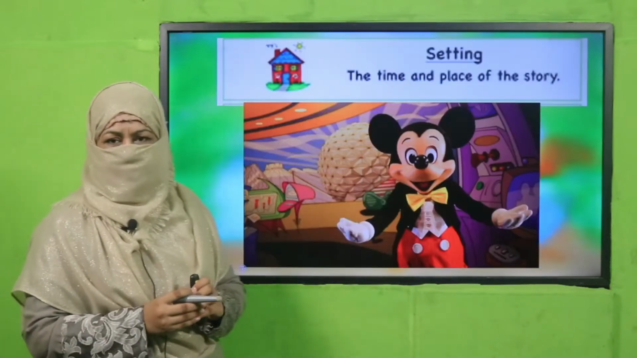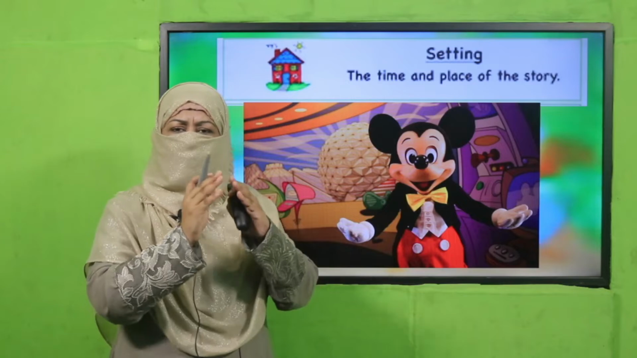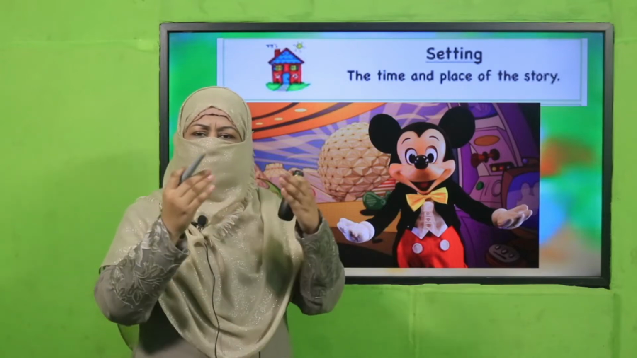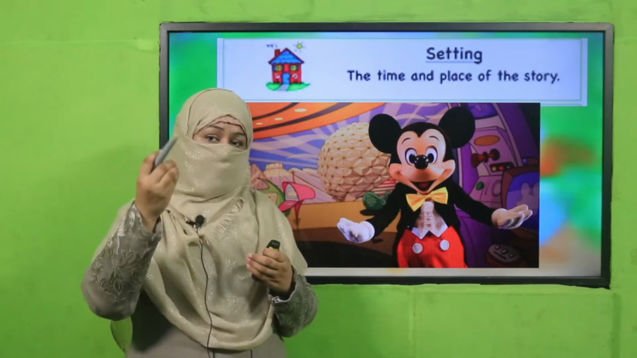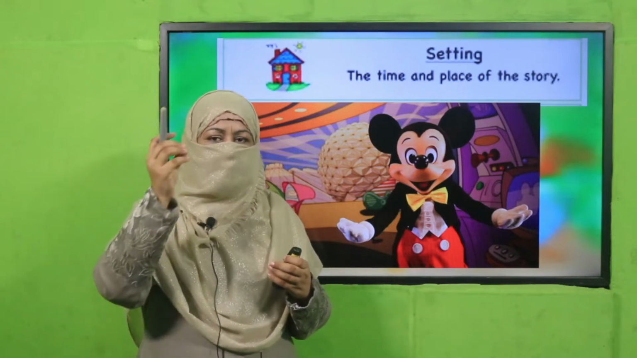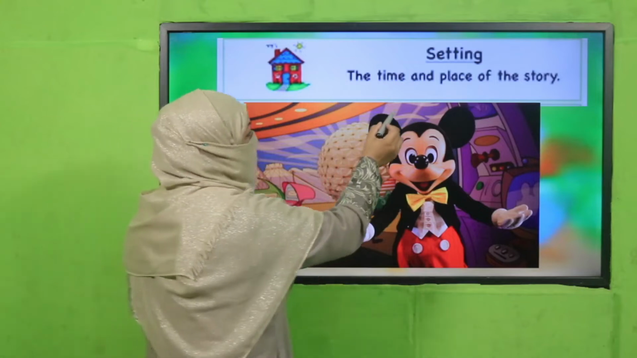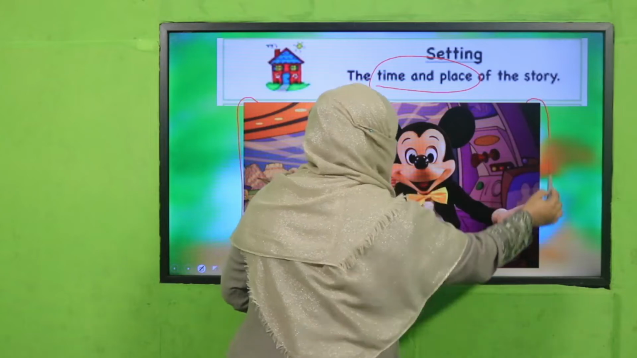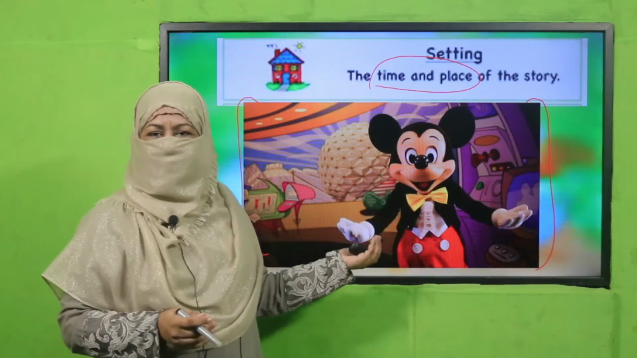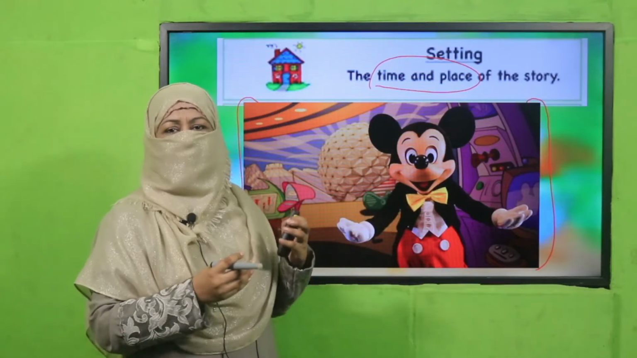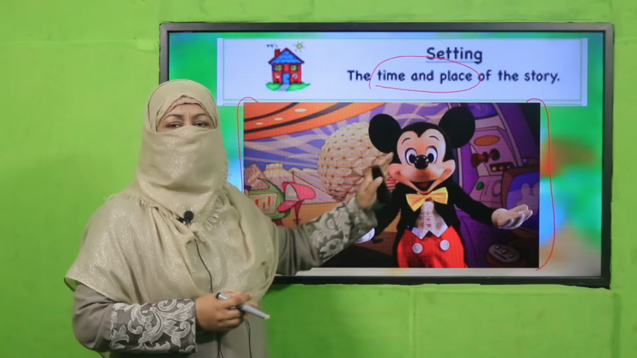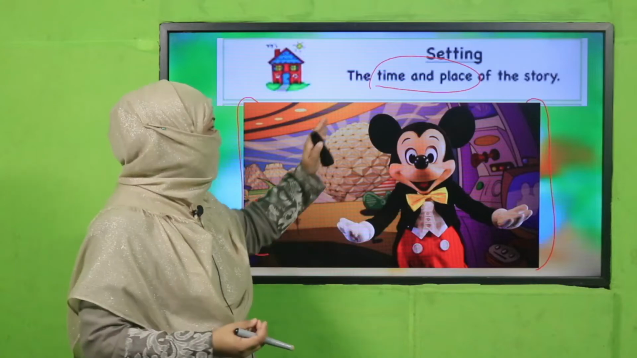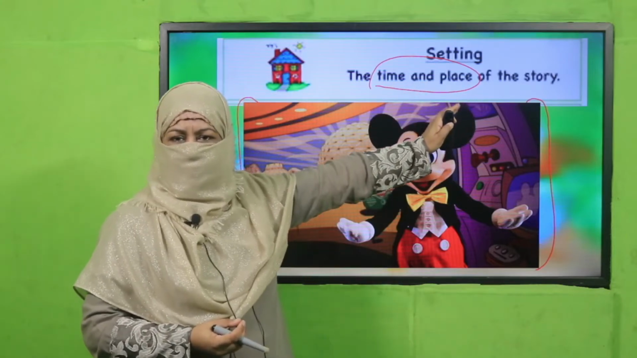Next is setting. We decide where this character will be, because when we are telling a story, we make everything for the reader to think. They have to think in their brain what is happening. So we have to tell the time and place, what was the time and where this Mickey Mouse was going. So if we are telling a story about Mickey Mouse, we have to tell the time and place as setting. To describe where the character is, we have to tell the time and place.